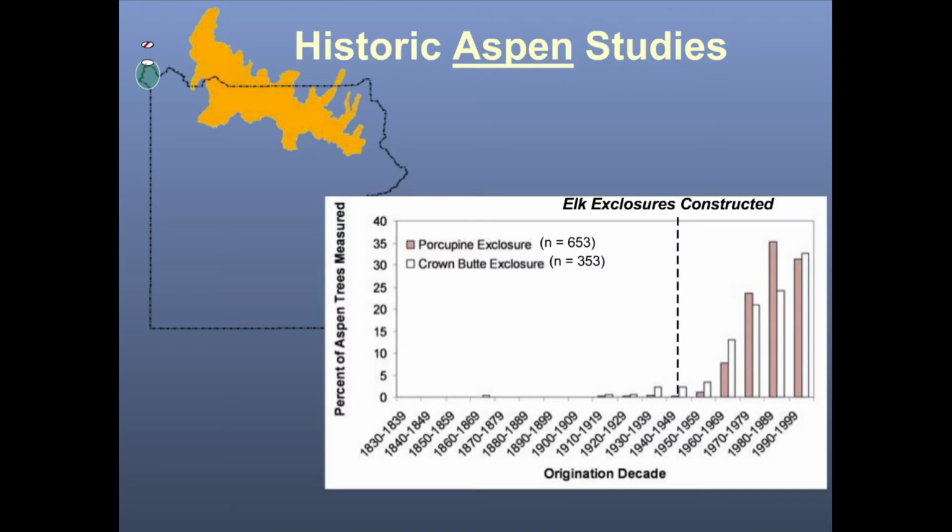And what we see is a very different pattern. Both elk exclosures were constructed in 1945. And what we see, rather than that hump-shaped distribution, is that coinciding with the construction of these exclosures, we see a continuous and increasing amount of aspen recruitment as we get closer and closer to the present. Again, a very different pattern than what we see inside the park boundary.